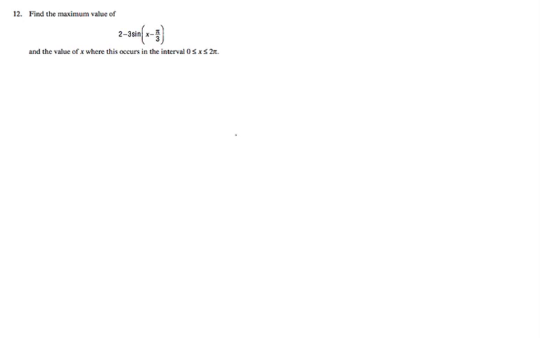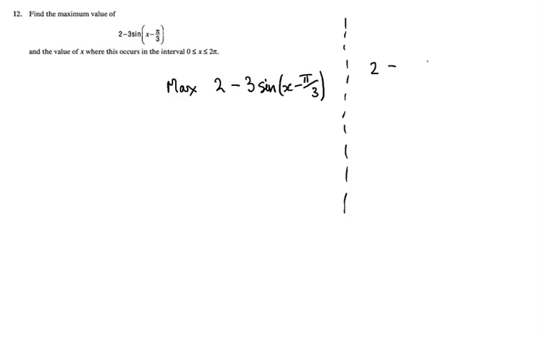This is question 12, paper 1, Higher Maths 2012. We're asked to find the maximum of 2 minus 3 times the sine of an angle. So it's probably best to think of this as 2 minus something.